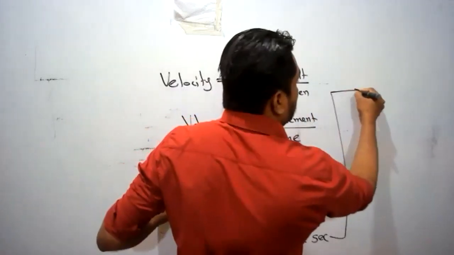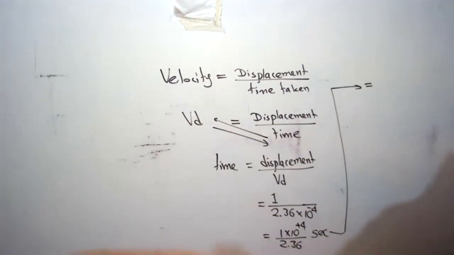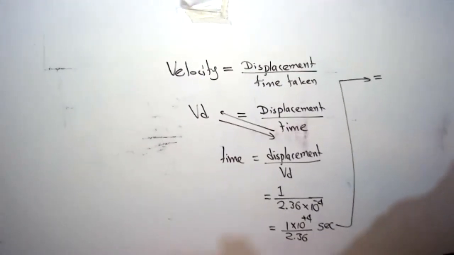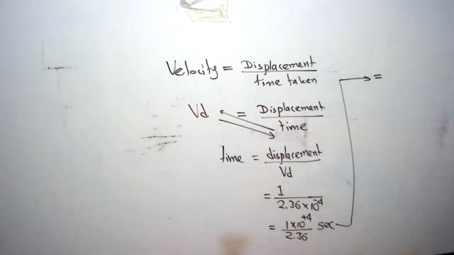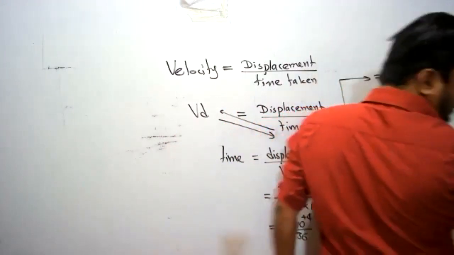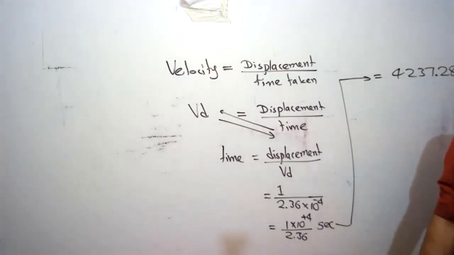Right. Somebody divide this value and tell me. If you divide 10 to the power plus 4, which means 10,000, by 2.36, you get the answer as 4,237.28. The unit is seconds.